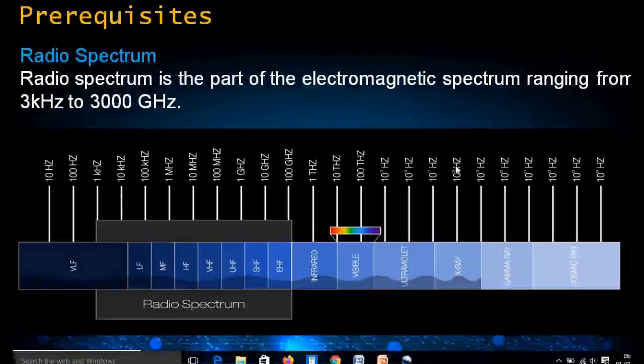And one more important thing is, you must know what the radio spectrum is. Radio spectrum is a part of the electromagnetic spectrum ranging from 3 kilohertz to 3000 gigahertz. Here, the electromagnetic spectrum means electromagnetic radiation from 1 hertz to 10^24 hertz. Spectrum means it is a range of frequency.